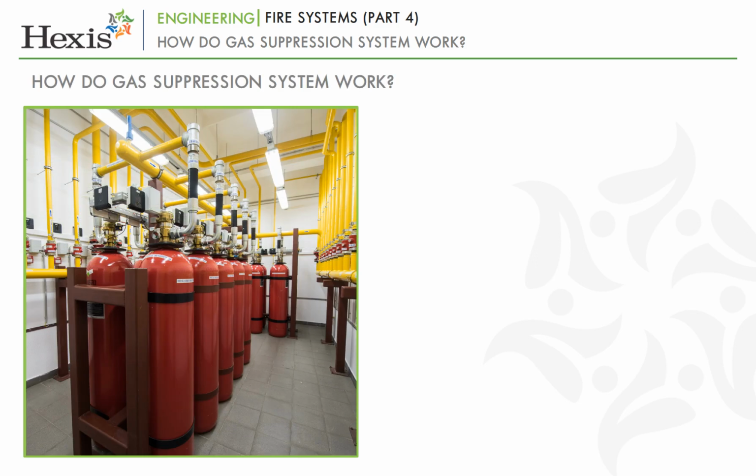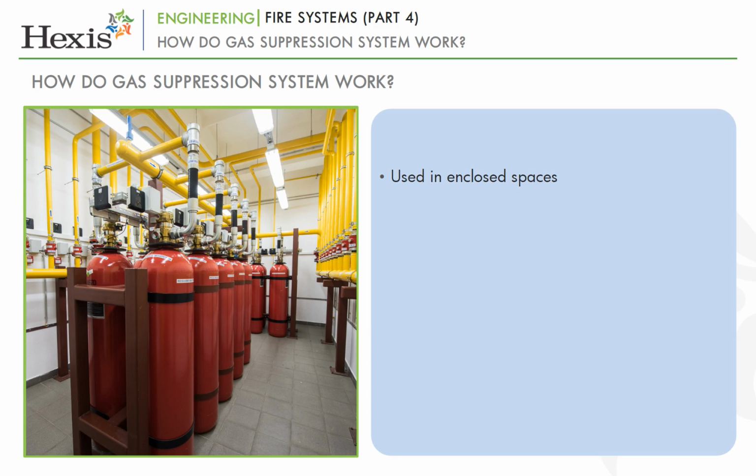Let's now see how the gas suppression systems work. Gas suppression systems are generally used in enclosed spaces. The fire extinguishing action relies on the principle of breaking the fire tetrahedron, that is, remove one component of the tetrahedron. This is achieved in one of the following ways.